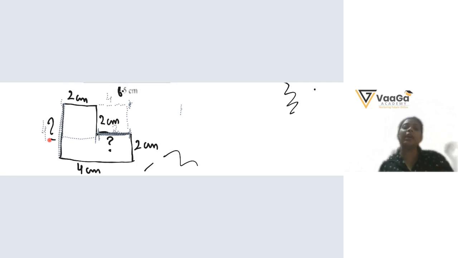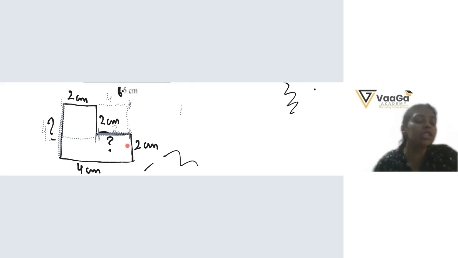Now, as we know all the sides, can you calculate the perimeter for this? 16. Yes. Very good.